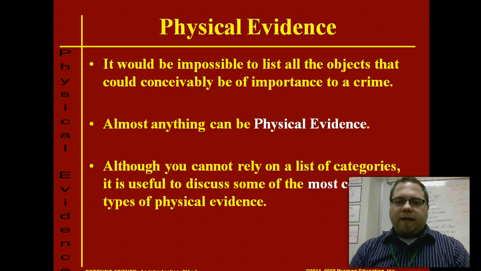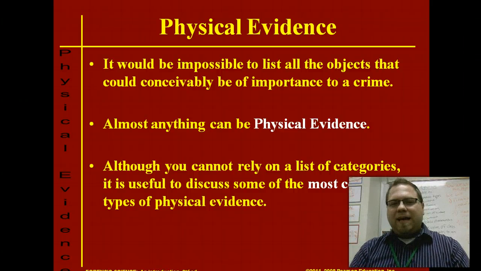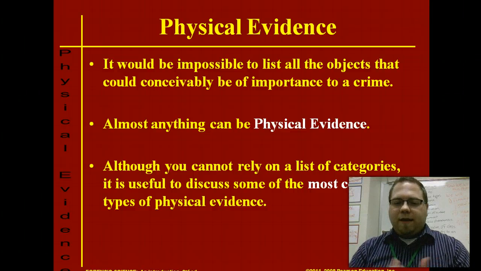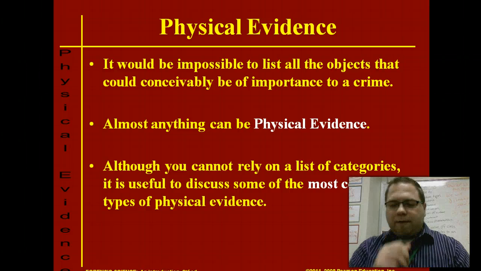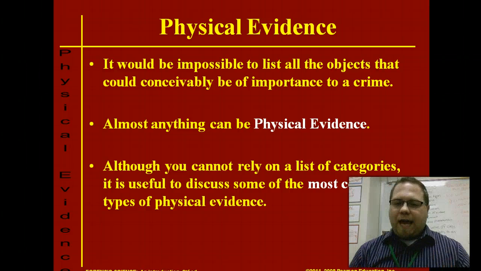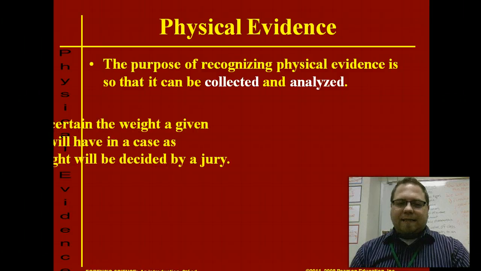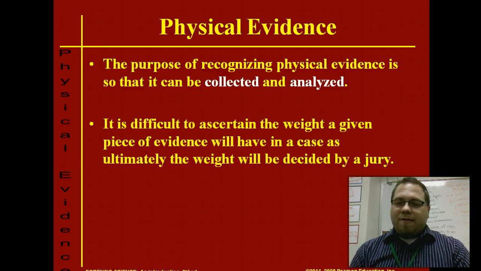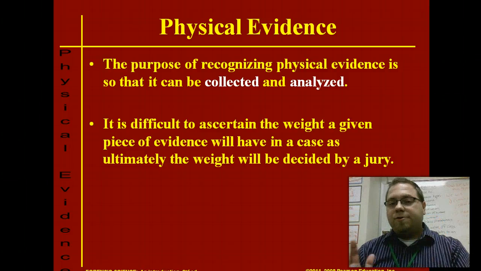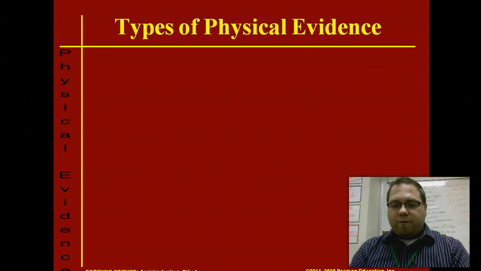Anything could be important. It is so important when a person gets to a crime scene that everything is documented and anything that could possibly be evidence is taken, because you don't know how important something is going to be. Anything can be physical evidence. While there's not exactly a perfect list, we're going to look at a list of the most common types of physical evidence, so that you can collect it and analyze it. But you don't know if it's going to be important until it's back at the lab and analyzed, and then the jury alone decides if evidence is really important.